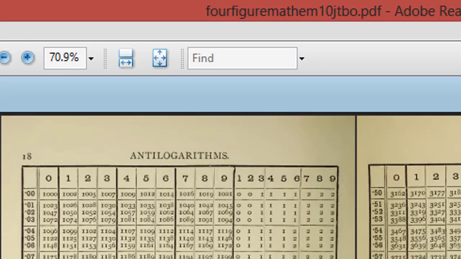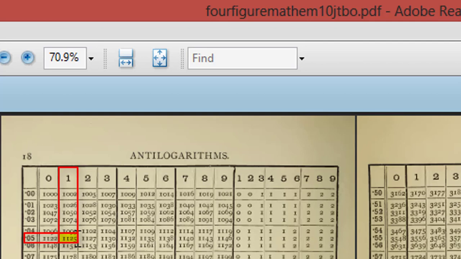Okay, we're at our 4-figure table now under antilog. So we're going to check 0.05 under 1, difference 6. So 0.05 is here under 1, so that's this. You can see 1 here under 1. So 0.05 under 1 is 1125.